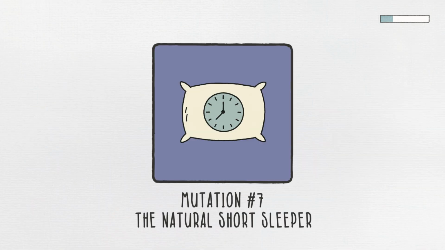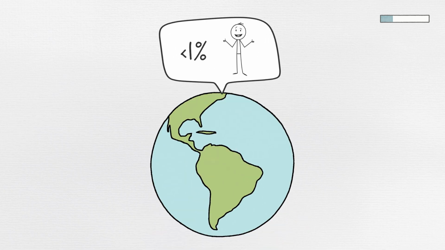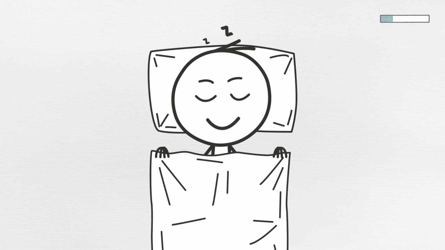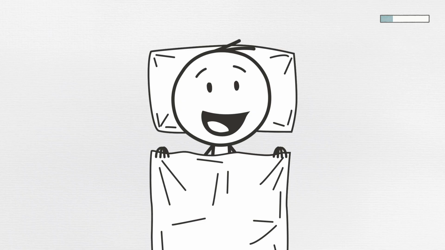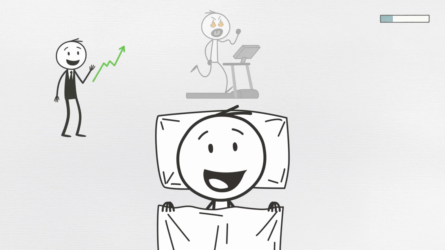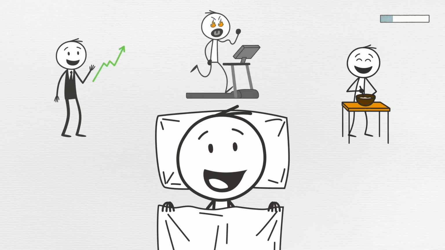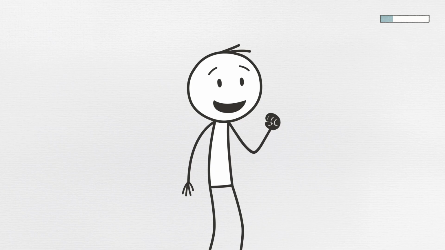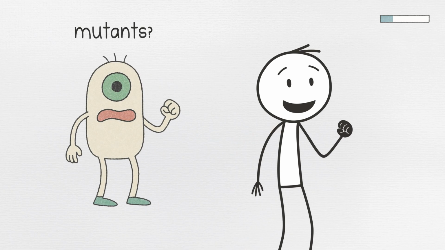Mutation number 7, the natural short sleeper. Fewer than 1% of people carry this mutation. You know those people who sleep 5 hours a night, wake up chipper, and still manage to run a company, train for a marathon, and make sourdough? Yeah, they might not be overachievers. They might just be mutants.